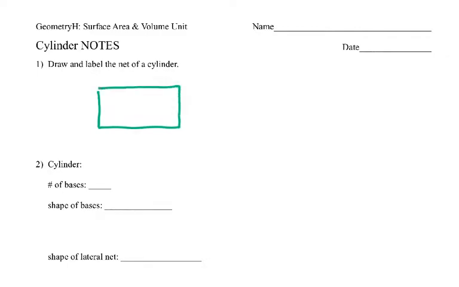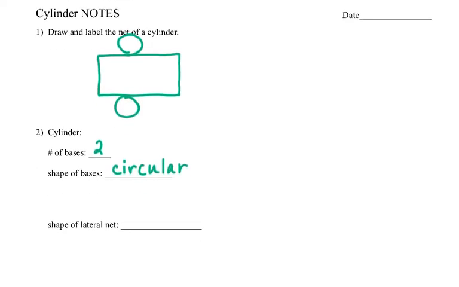And it's just wrapped around the can. If you could peel up the top, you'd have a circle, and if you could peel off the bottom, you would have another circle. So we have two circular bases in a cylinder, okay? And the shape of the lateral net, so that's right here, is a rectangle, and that's always going to be the case for a cylinder.